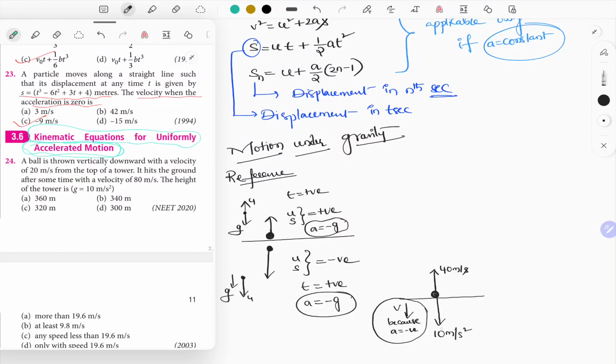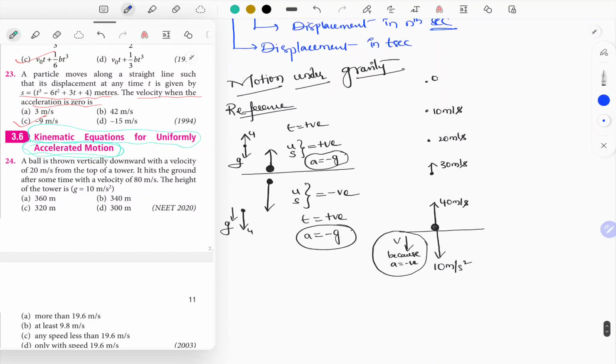So acceleration due to gravity is 10 meter per second square. In the sense, for every 1 second, the velocity of the object decreases by 10 meter per second. That's the meaning. So after 1 second, its velocity is 30 meter per second. After one more second, it is 20 meter per second. After one more second, it is going to be 10 meter per second. After one more second, it is going to be zero. So how much time is it going to take to reach the maximum position? It is going to take 4 seconds. Okay, so this is the trick I would like to give.